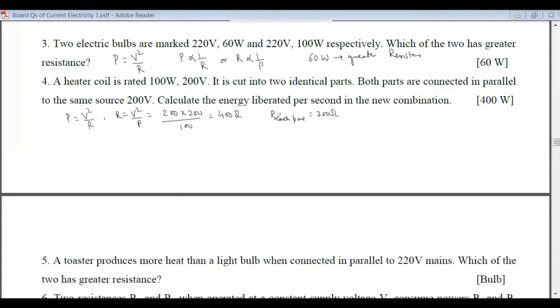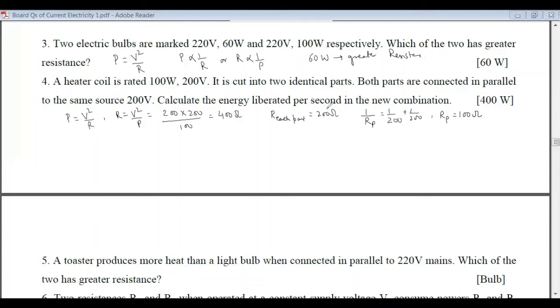Why? Because we know that resistance is directly proportional to the length. So when it is cut into two equal parts, one part will have a resistance of 200 ohms and the other part will also have a resistance of 200 ohms. Now both these parts are connected in parallel. So the equivalent resistance in parallel will be 1 upon 200 plus 1 upon 200, that is 2 upon 200, and hence the equivalent resistance is equal to 100 ohms.